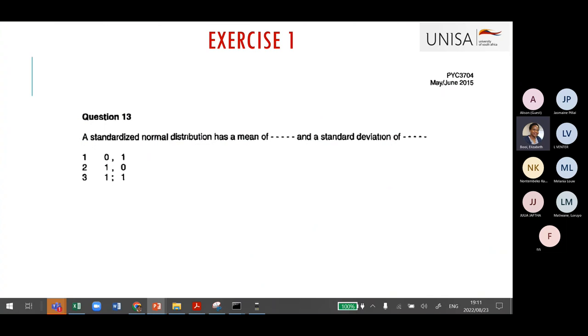Okay, so let's look at more exercises. Some of the questions that come in the exam look like this. We just dealt with this. A standardized normal distribution has the mean of dot dot and the standard deviation of dot dot. Which one is the correct answer? It's number one. It has the mean of zero and the standard deviation of one.